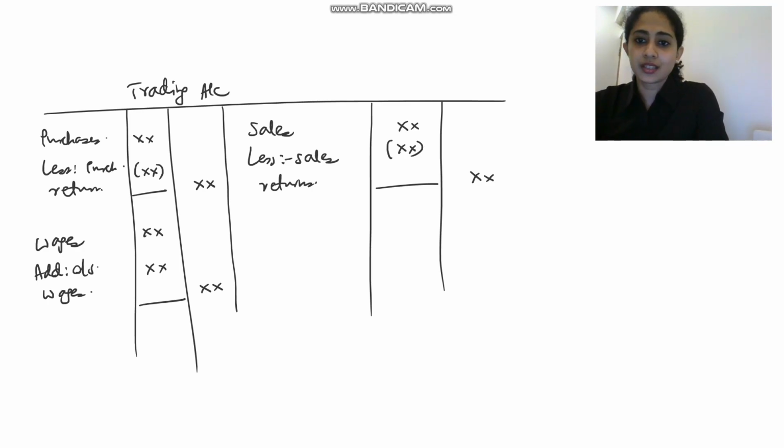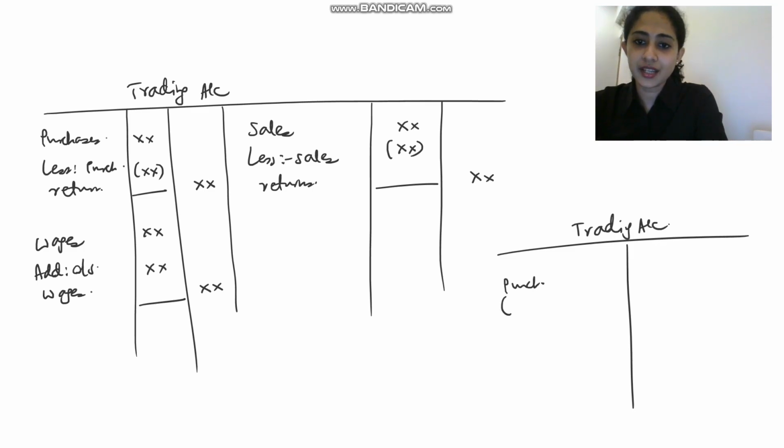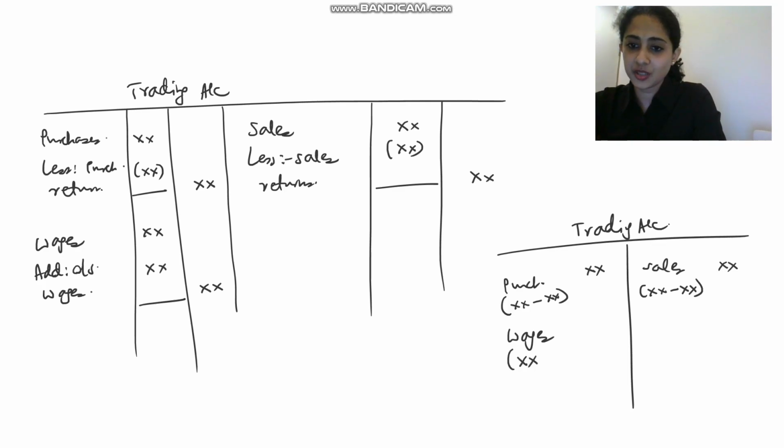Instead of doing this, if some student does the following, I'll show you. Trading account, I have purchases. I just take the amount, some amount, less some amount. I don't show how I got that amount. Similarly, sales. What is the first figure? What is the second figure? We don't know what it is. We've not mentioned what it is. And then I take wages. Now they have got the correct amount. They have taken the wages paid, they add the outstanding, and then they get the amount.